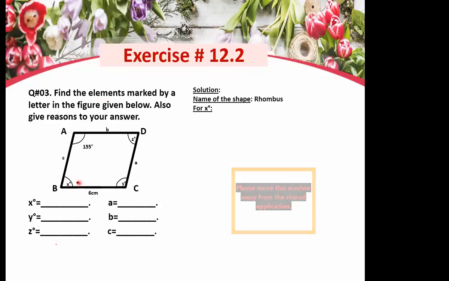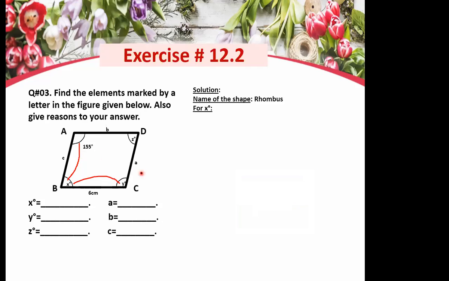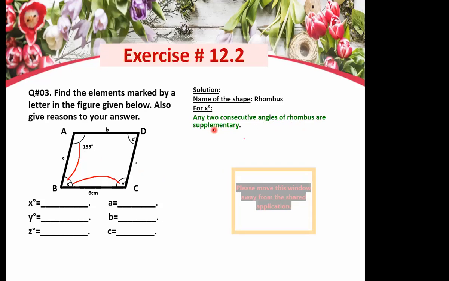So what are the consecutive angles? If the angle x is this one, the consecutive angle of x will be y. This is also unknown. If you look here, the measurement of this consecutive angle is given. So you will add these two angles together, and their sum should, oh sorry, any two consecutive angles of a rhombus are supplementary. So you will write down the postulate here: any two consecutive angles of a rhombus are supplementary. Supplementary, not congruent.